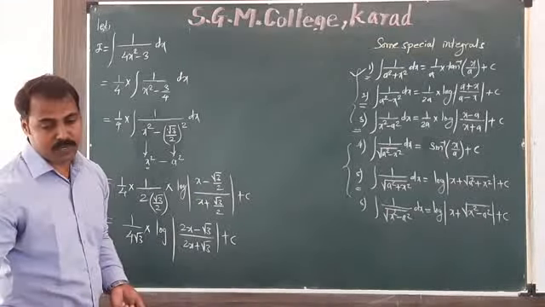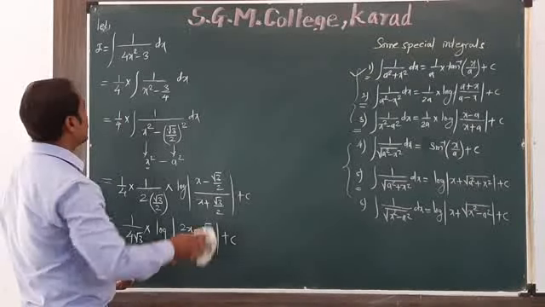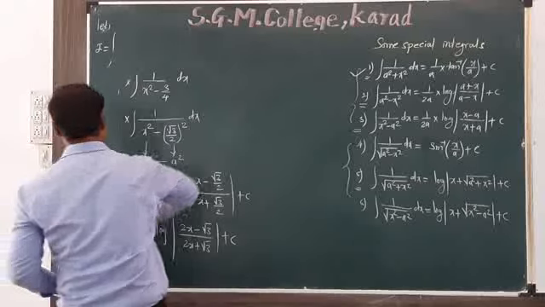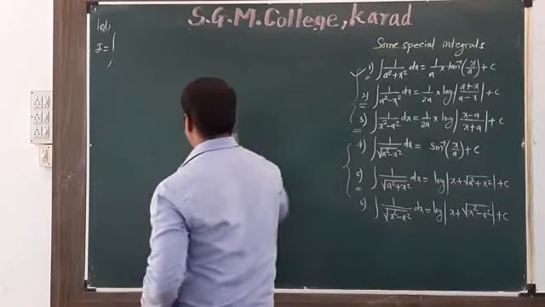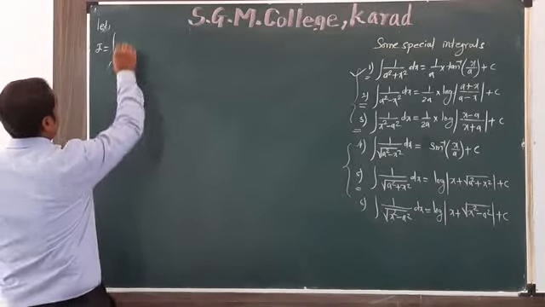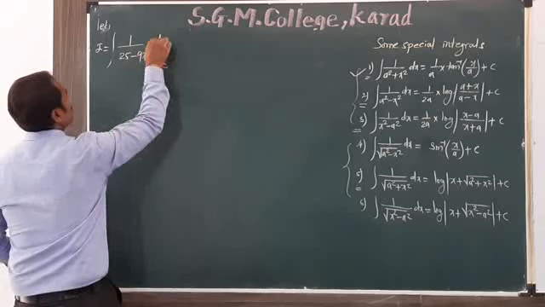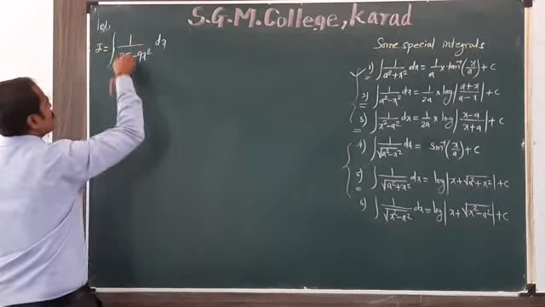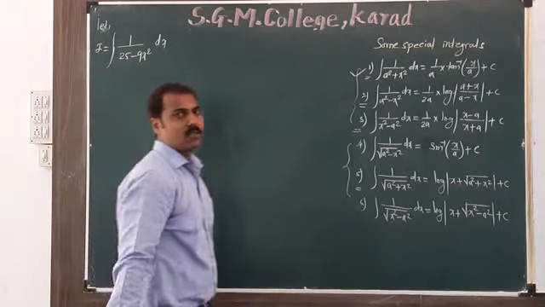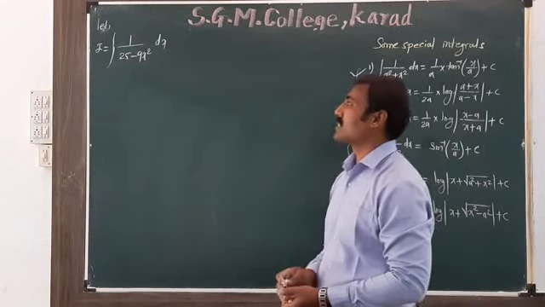Okay, next example is evaluate integration 1 upon 25 minus 9x square. First denote the given integration by I. So starting the solution, let I is equal to integration of 1 upon 25 minus 9x square.